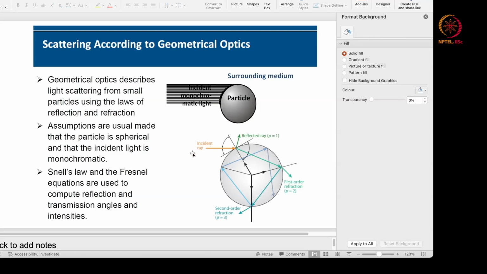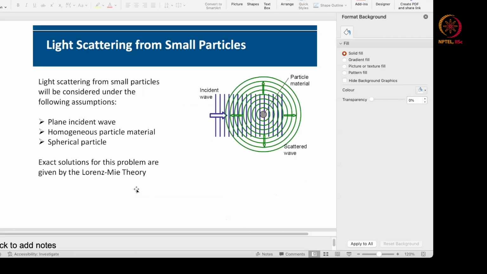You can understand that for the incident ray, part of it is reflected and part of it goes in, and whatever comes out through the other side is basically first order refraction. Whatever comes out through this side is second order refraction, and then it goes on and on. Each time the intensity is lowered, as you can see, but this is a very prominent thing that happens. So whatever the detector measures is a combination of all the things that come out of this particular situation.